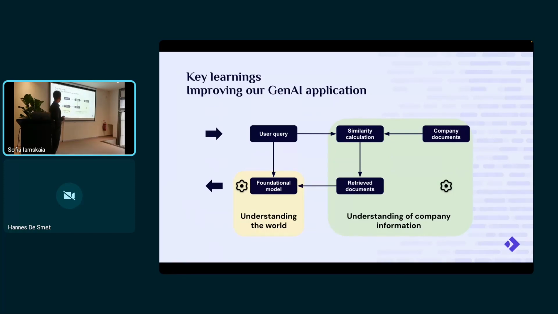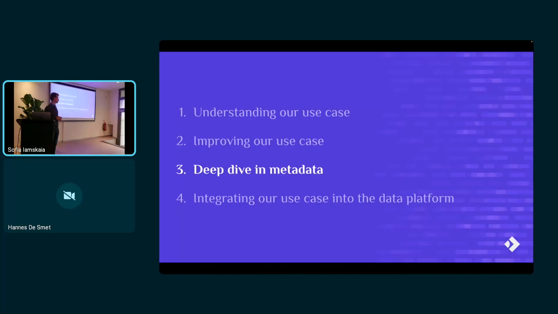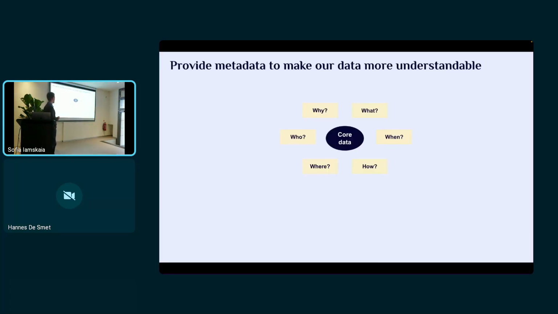So in this section, what I want to say here, we have two buttons to tune. First one, foundational model. We can improve understanding of the world. And second one, our company documents. We have to retrieve them and we can try to make them as understandable as possible. Now let's see how we can do this by leveraging metadata.